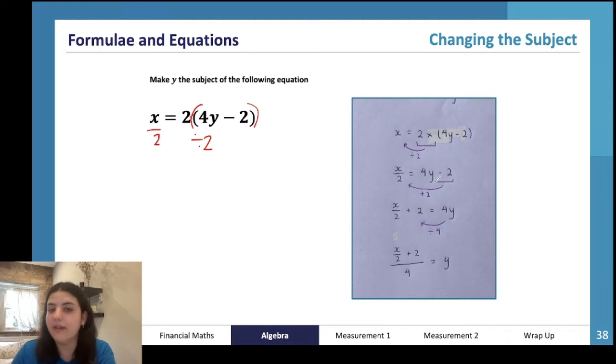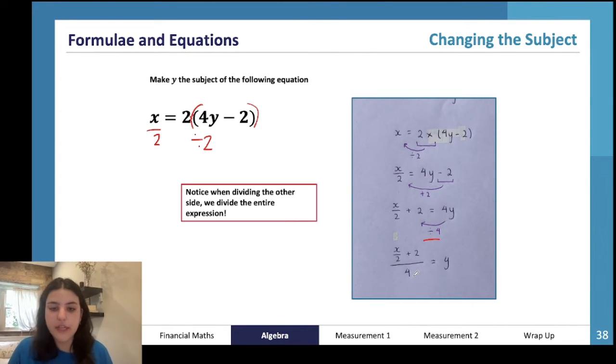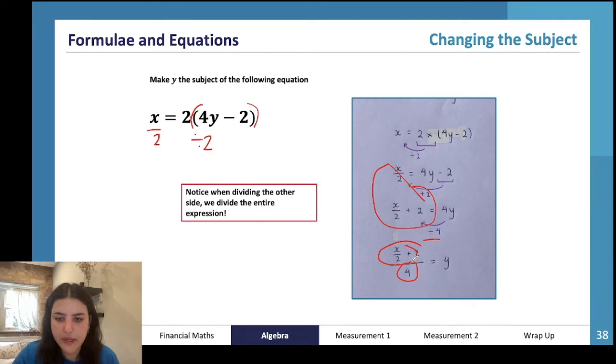And then we can do another fraction, and we want to get y on its own. We divide each side by 4, and we get x over 2 plus 2 over 4 equals y. So as you'll notice, when we divide one side, we're dividing the entire expression. And that's why this whole section here moved on top of the 4 here.